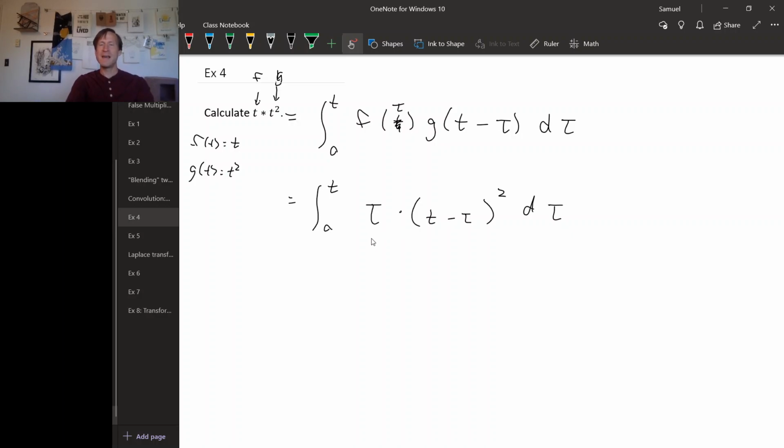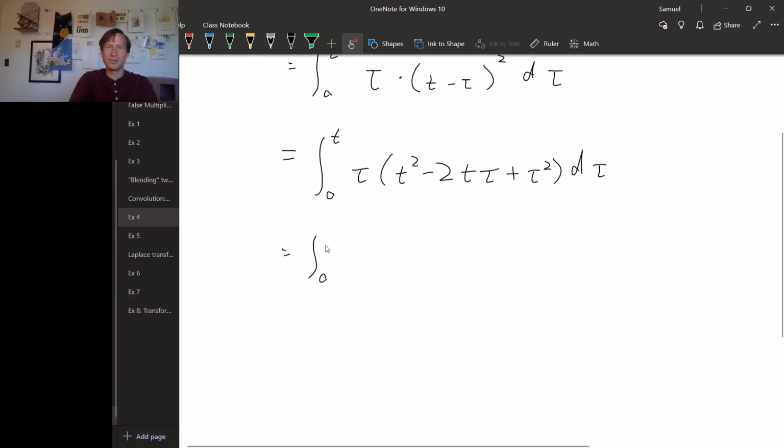Okay, integral d tau. And to work out this integral, now it's just a regular old definite integral, right? It's not even an improper integral, like we're so used to seeing these days. It's a regular definite integral. So we just need to work out this integral, treating tau like the variable and treating t like a constant as far as the integral is concerned. It looks like this is a polynomial, so maybe we should just multiply this all out. We're going to get tau times t squared minus 2t tau plus tau squared d tau.